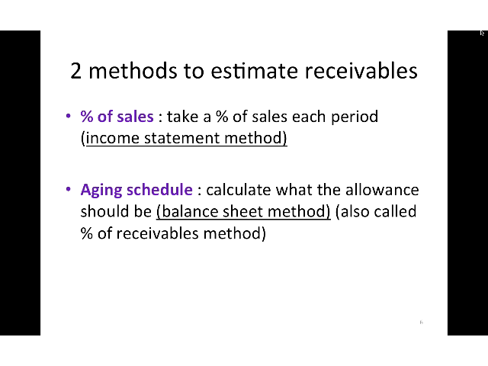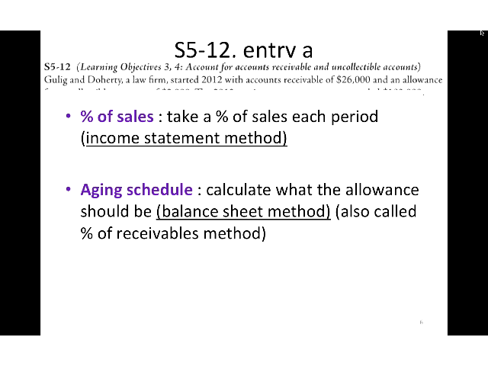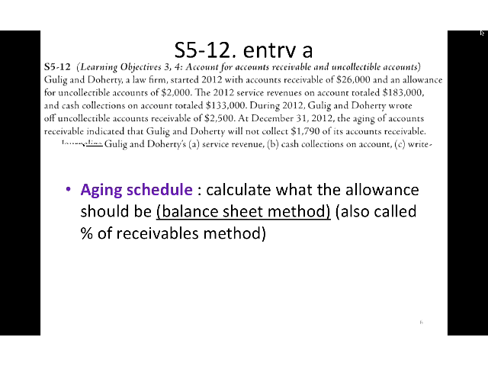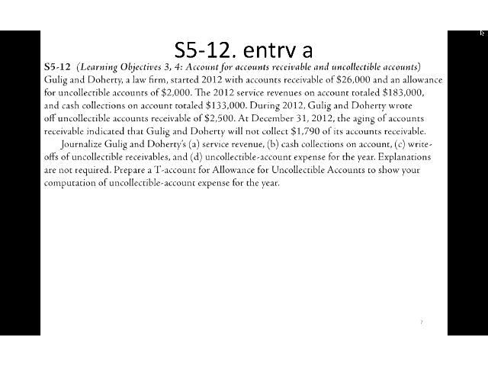And what we're going to do now is we're going to do the second method. We're going to do the aging schedule method or the percent of receivables method. But we're going to do a few other things with this homework problem. Exercise 5-12. We have a law firm. It gives us some information about their accounts receivable and their allowance for uncollectible accounts. And in the second paragraph, it tells us what they want us to do. They want us to write 4 journal entries. The first 2 journal entries we've already done in other problems, but again, these 4 journal entries are really good journal entries to know. You already know the first 2, but we'll go through them.